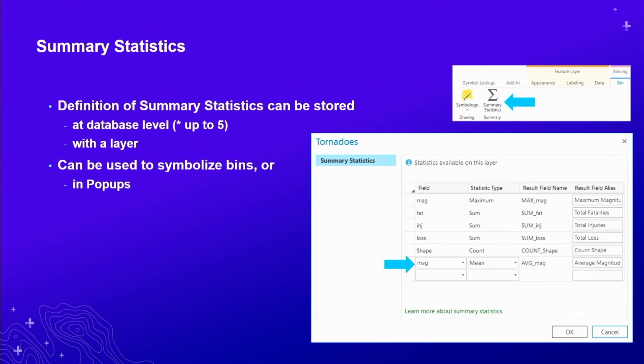Summary statistics, as you saw, you can define both at the database level, where you can have up to 5, or with the layer. In the screenshot, the summary statistics that are shown in gray are the ones defined at the database level, okay, and the ones that are not in gray are defined at the layer level, okay. And you can use the summary statistics to symbolize bins or even in pop-ups.